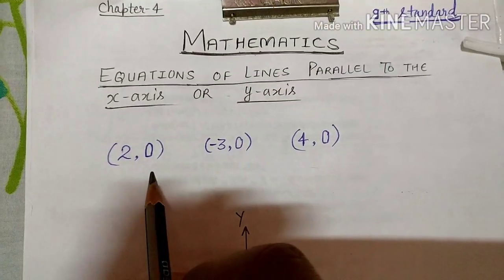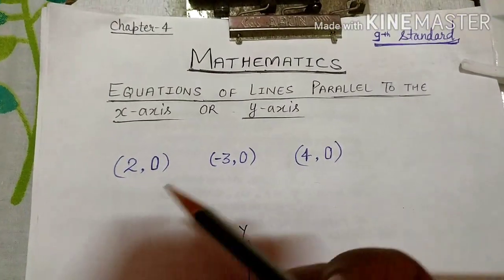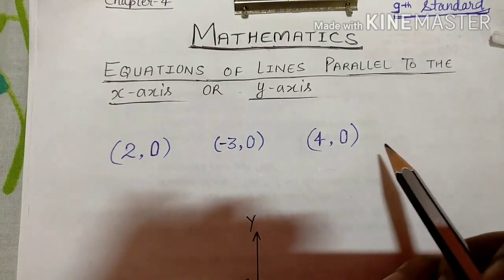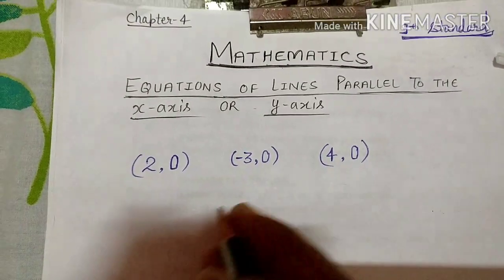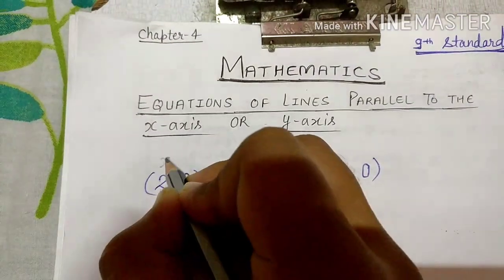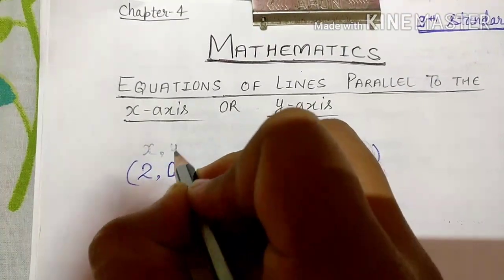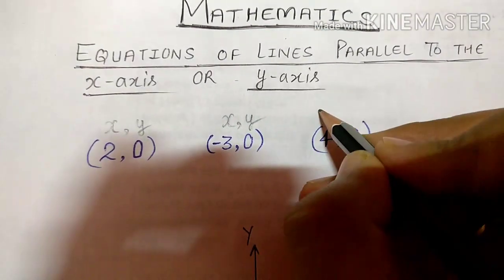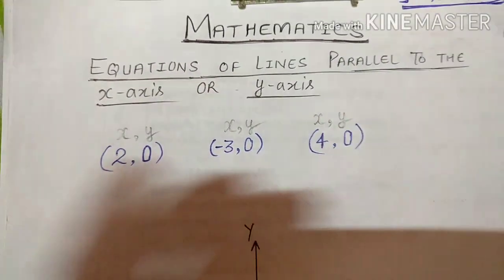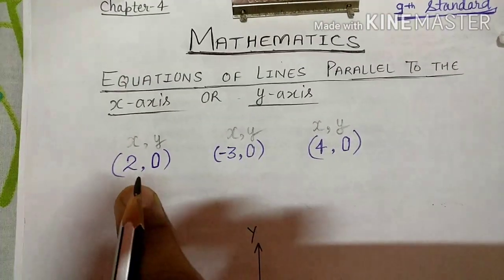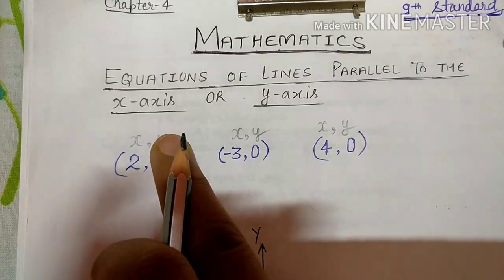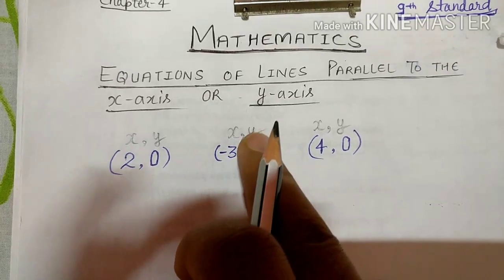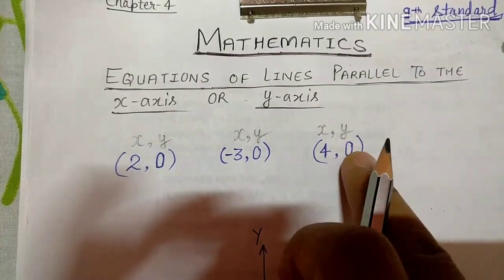So let us just observe these coordinates: (2, 0), (-3, 0) and (4, 0). As you have seen earlier, this is x comma y, this is also x comma y, and this is also x comma y. So 2 is the coordinate of x and 0 is the coordinate of y. In the same way, -3 is the coordinate of x and 0 is the coordinate of y. 4 is the coordinate of x and 0 is the coordinate of y.